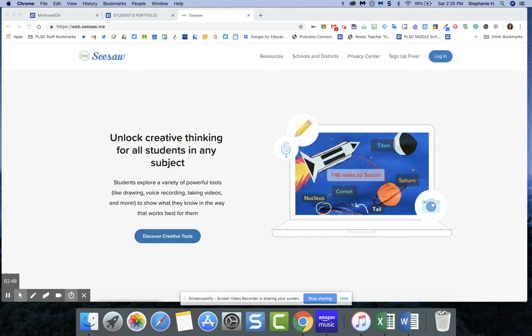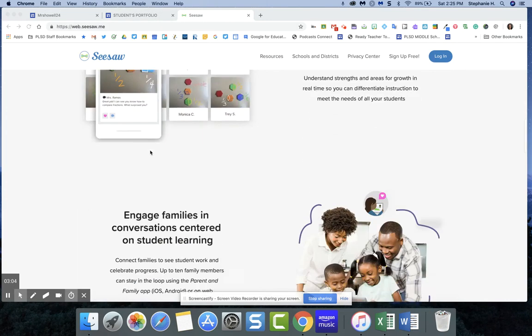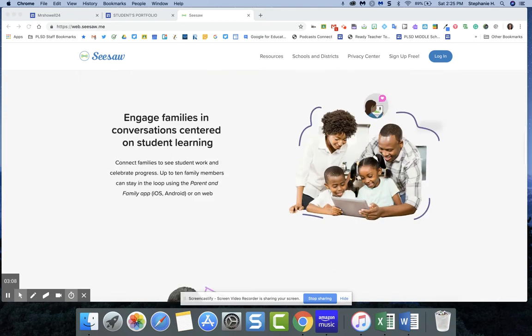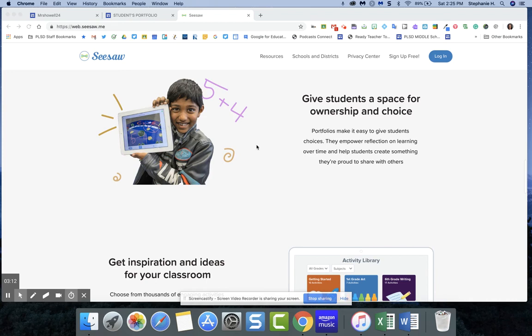Make sure you help them organize their portfolio. Maybe you might want to use different folders. You might want to do different tabs depending on what platform you're using. There's so many different options. I'm going to focus on two, but there's so many more. There is Seesaw. Seesaw is a place where students can upload information, evidence, and then parents can get a notification once their student has placed their work into Seesaw.